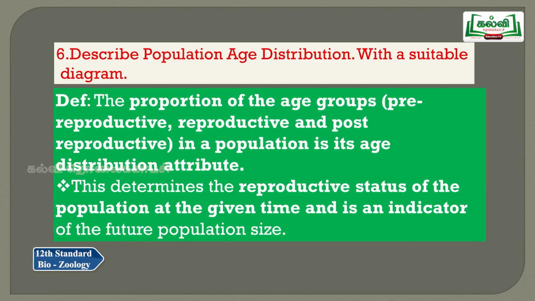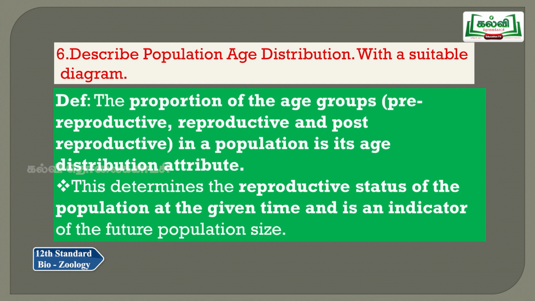The next question, the sixth one: describe the population age distribution with a suitable diagram. In this, the proportion of age groups, that is pre-reproductive, reproductive and post-reproductive in a population, and its age distribution is an attribute, that is a character of that population. Based on age, they will be classified into three types: pre-reproductive, reproductive and post-reproductive.